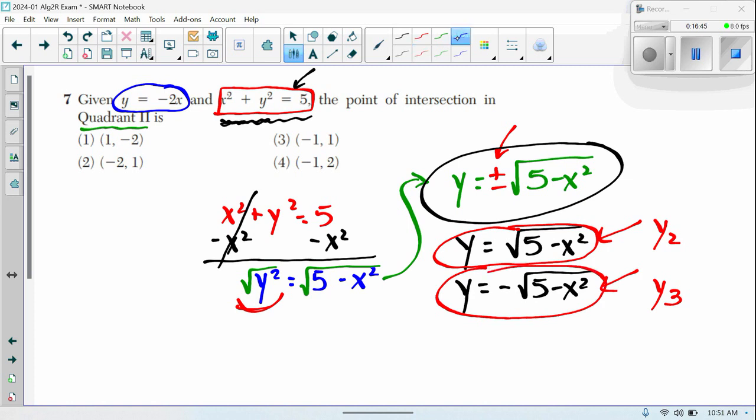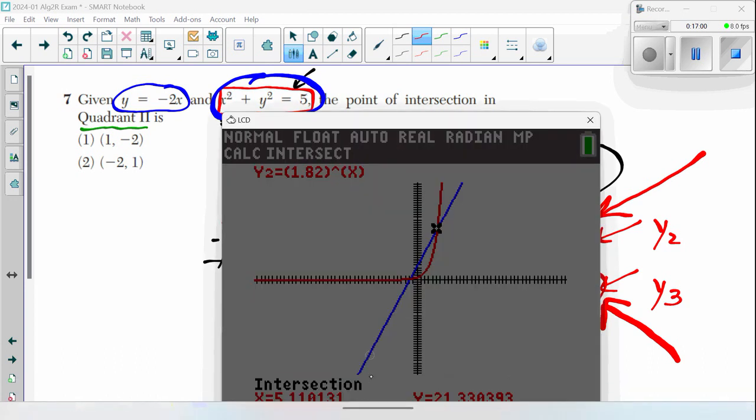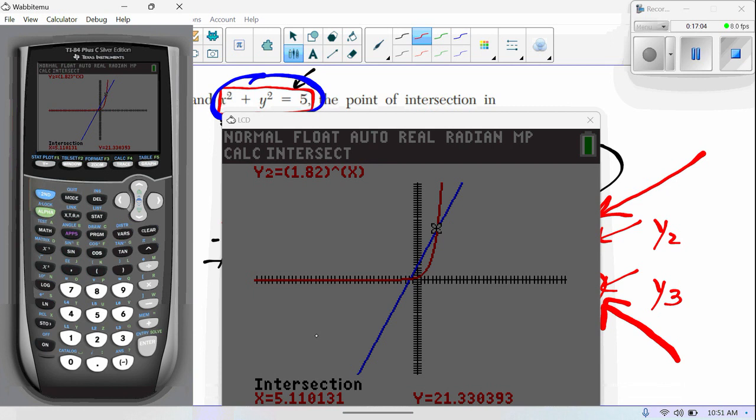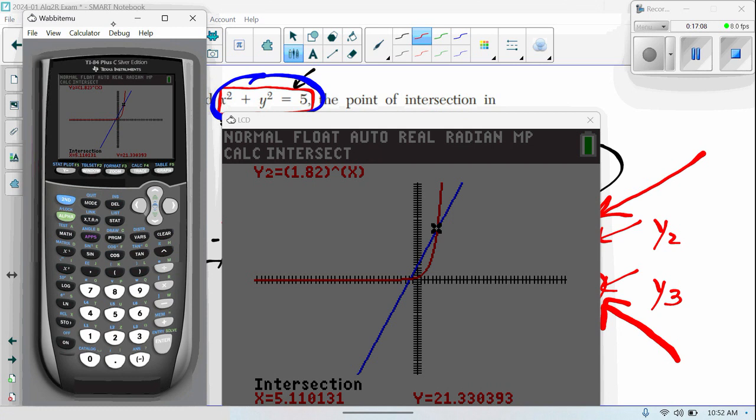Okay, in case you didn't realize, this up here, that's a circle. So when I look down here, this is probably going to be the top half of the circle. This is probably going to be the bottom half. Okay. Again, we're only focusing on quadrant 2. So let's go ahead and do this right now. There's that. And there's that.